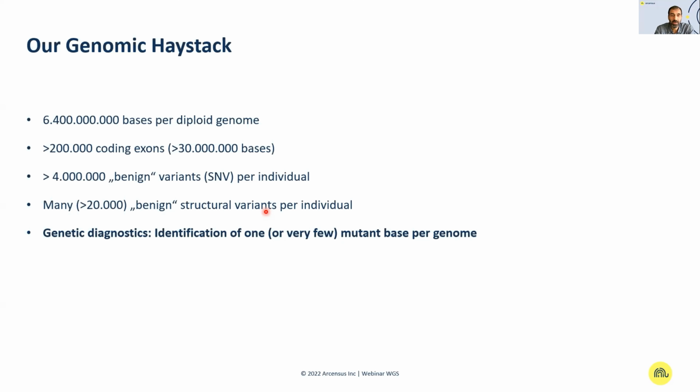almost 4 million are benign variants, meaning that they are present in multiple individuals and they do not have any harmful effect. And many of those benign variants are known to be structural variants. So these are variants that are not single subtle substitutions, which I will explain a little bit later as well. So genetic diagnostics actually stands for the identification of one or a few mutant bases in a genome. It can be a single base or a huge, large chunk of the genome, of the DNA.